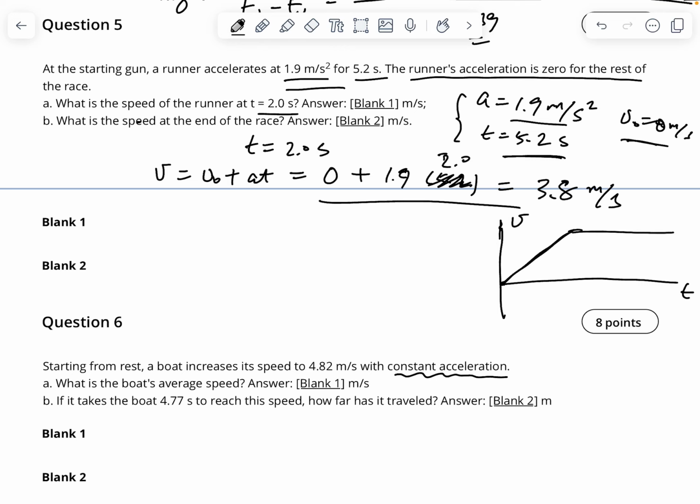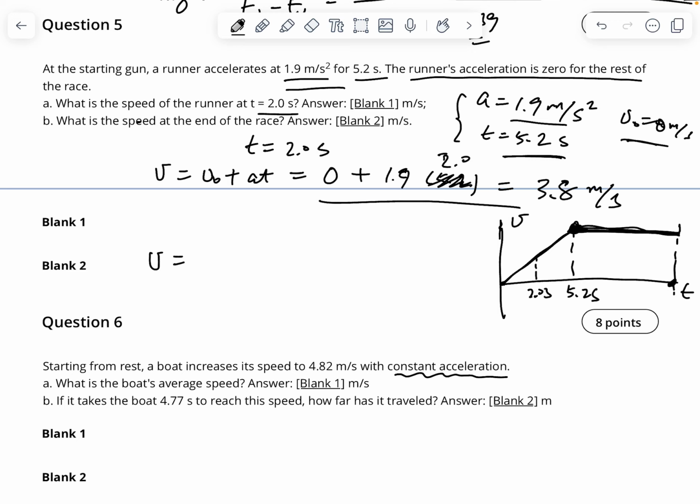And then after this is 5.2 seconds. So here is 2.0 seconds. When you reach 5.2 seconds, you cannot speed up anymore. So after that, you move with a constant velocity until the end of the race. So your speed at the end of the race will be the same as the speed at 5.2 seconds.